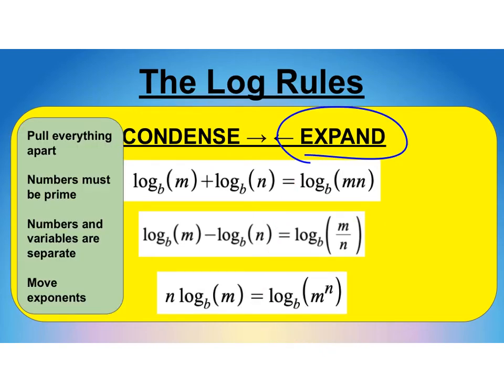Expanding. When you're going from right to left, you're going to pull everything apart. Numbers must be prime. So a number like 20 has to be broken down into 2, 2, and 5 and spread out. Make it as big as you can. Numbers like 8x have to be separated. That's 8 times x. It's going to get separated with an addition sign. And moving your exponents, when you expand, your exponents come out in front to become multiplication.